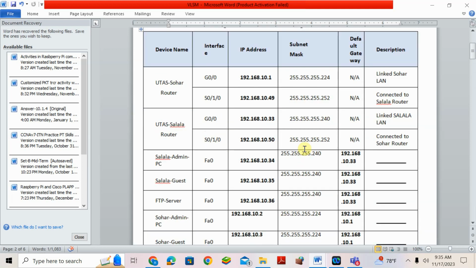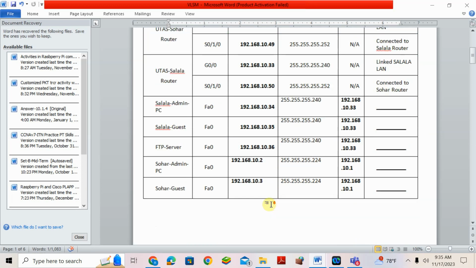Okay. So Salala router 0/0 is 192.168.10.33, mask 240. Server admin PC second one, 34. Mask is same. Gateway is this, Salala admin PC and all are connected to Salala router G0/0. So this IP address will be the gateway. 33 will be gateway. Salala guest means third, so 33, 34, 35. FTP server fourth, 36.